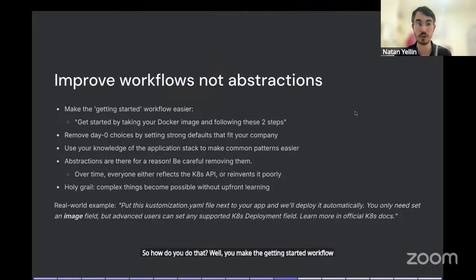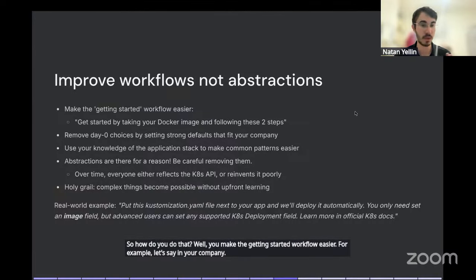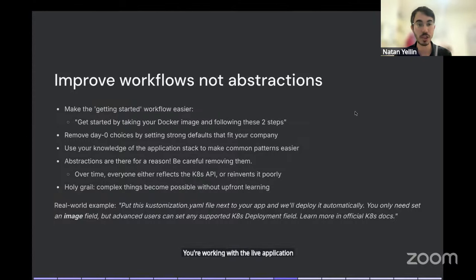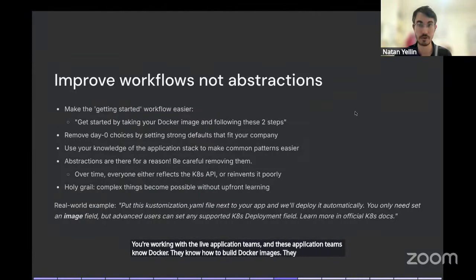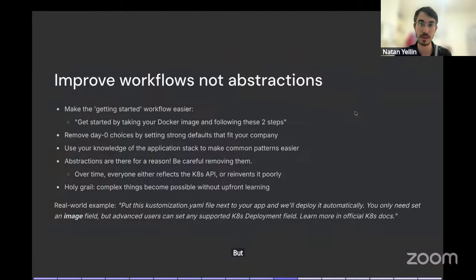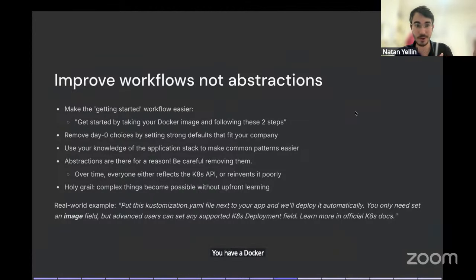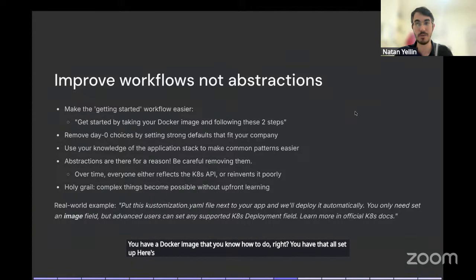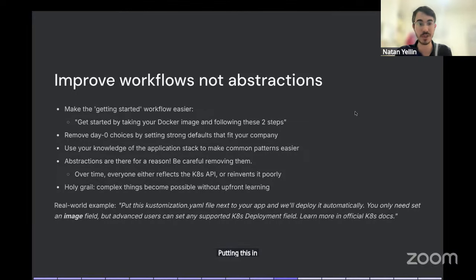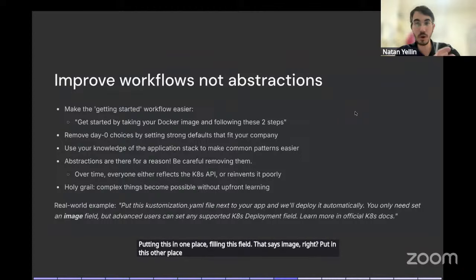For example, let's say in your company, you're working with a lot of application teams, and these application teams know Docker. They know how to build Docker images. They have Dockerfiles. They're building Docker images today, but they don't know Kubernetes. Well, you should have a guide and ideally a workflow that says, okay, you have a Docker image that you know how to do, you have that all set up. Here's how you can get that Docker image onto our platform and up and running. Take your Docker image and follow these 2 steps, put it in this one place, fill in this field that says image, put in this other place, and it'll all just work.